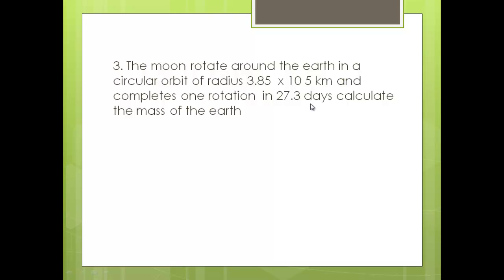27.3 days. Days means we have to change it into second. That means times 24 times 60 times 60 to be second. And also the radius of the orbit in kilometer. Kilometer means times 1000 to be in meter. Okay, so let's see the answer.